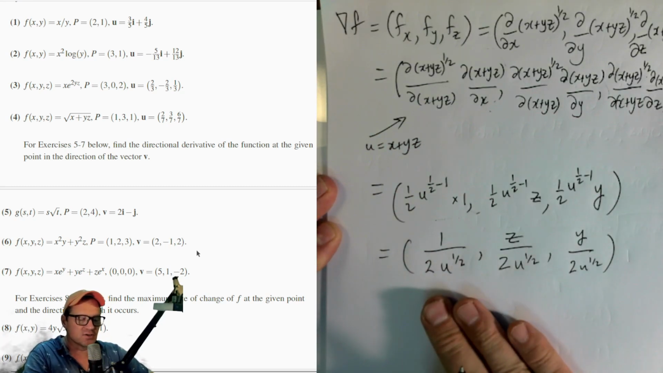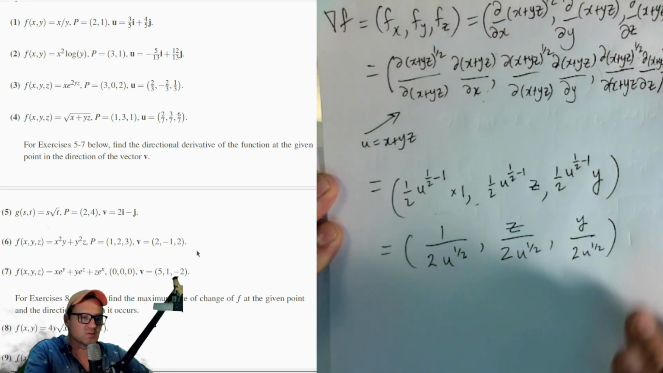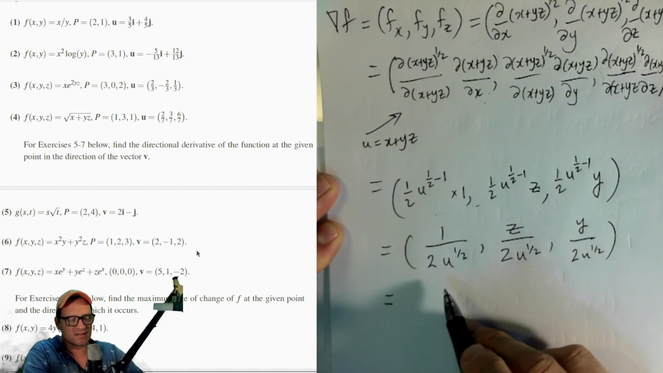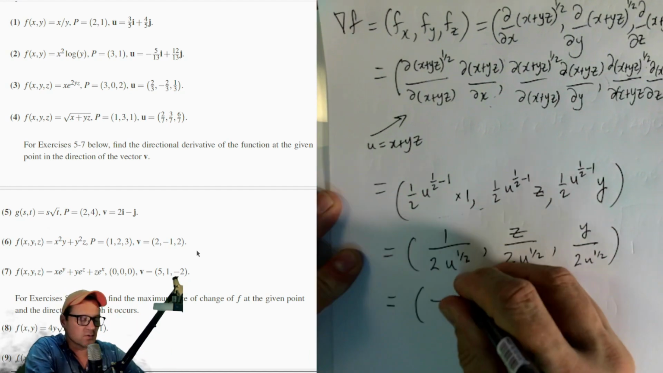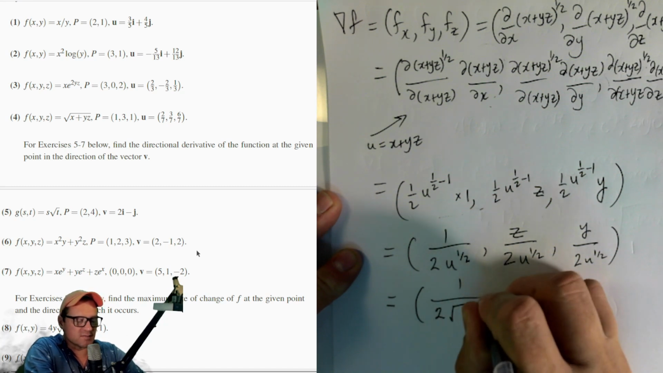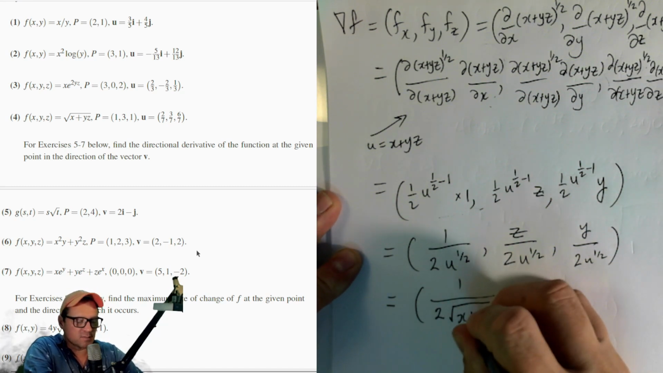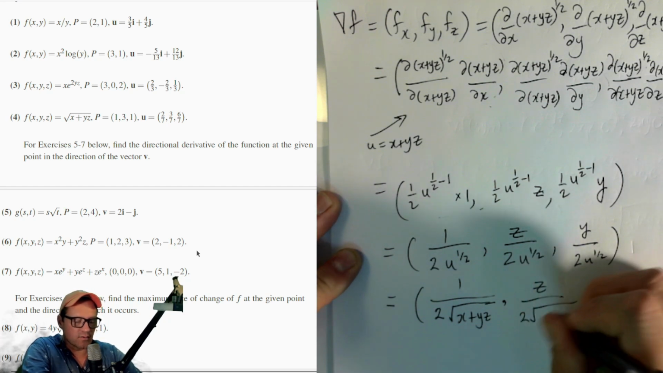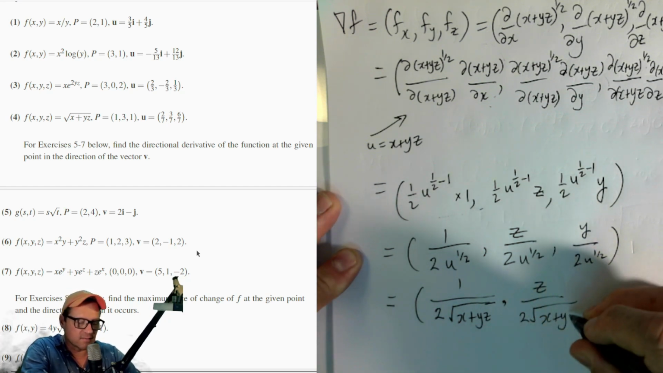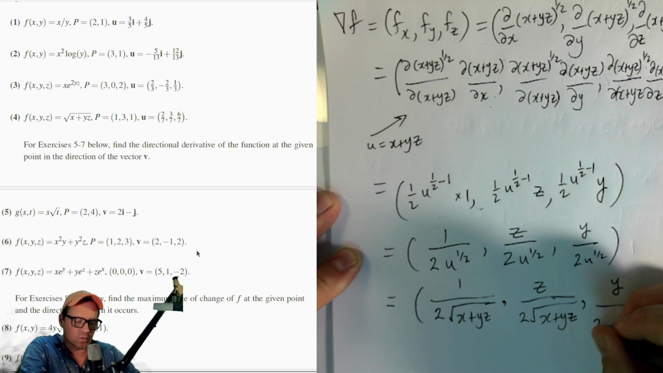Okay, now substituting in u is x plus yz, let's also write this as a square root because in the PDF it's presented as a square root. So we have 1 over 2 times the square root of x plus yz, and then z over twice the square root of x plus yz, and then y over twice the square root of x plus yz.